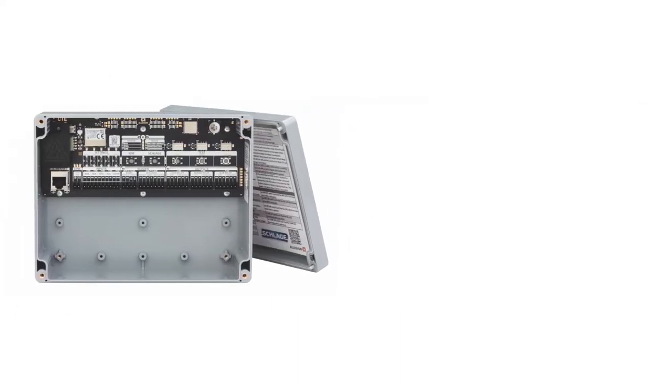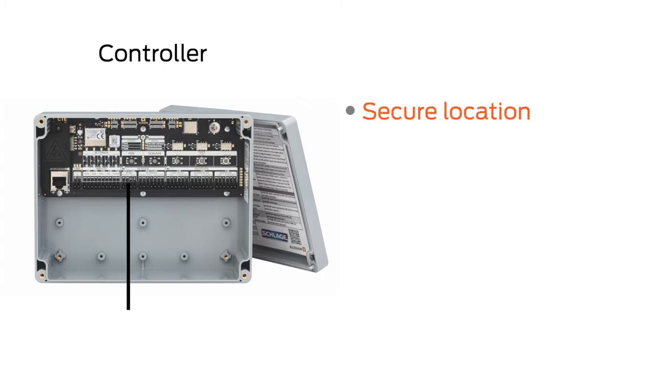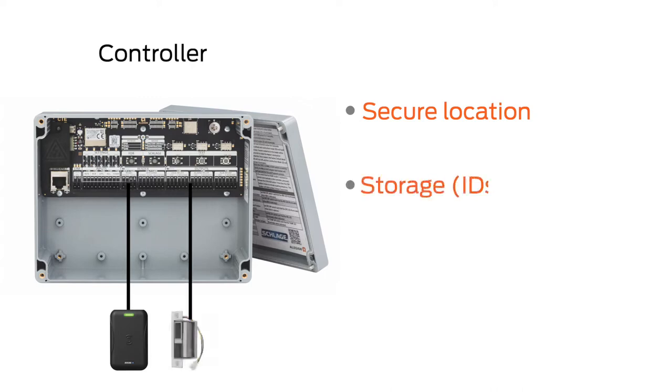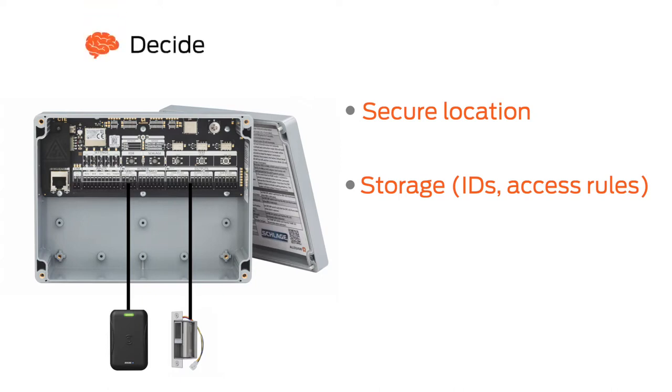The controller is usually a plastic or metal box that's mounted on a wall in a secure area of the building and has wiring connections to the card readers and the locking devices. It may also have storage to remember all the valid card IDs and the rules for access. The controller is like the brain of the system. It's the part that does the deciding.